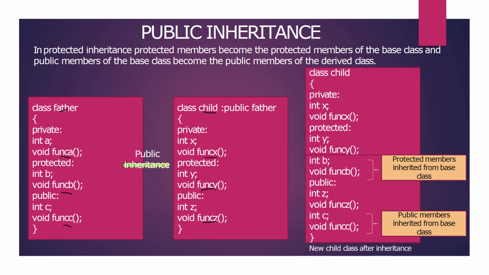Now this is a derived class which calls the member functions from the base class. See here, X is already created in the derived class, and function Y is already created in the derived class. I have called the function B, which is created under protected, under protected itself. Now I'm going to call function Z, created under public in the derived class itself. Now observe this: function C belongs to the base class called father, and the function is called under the derived class called child. The public members are inherited from the base class.